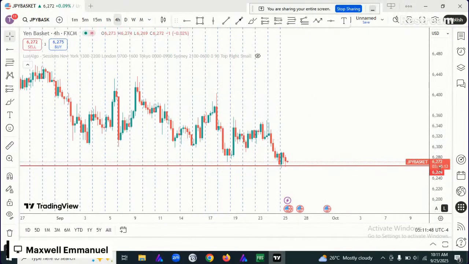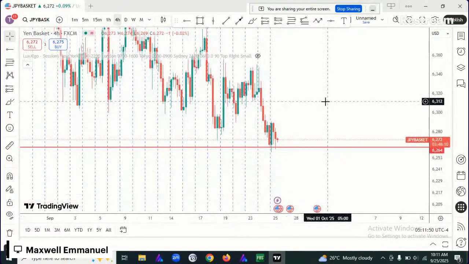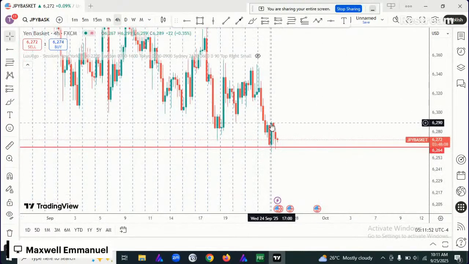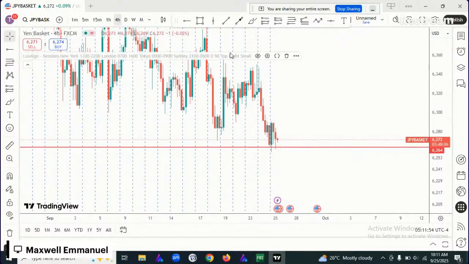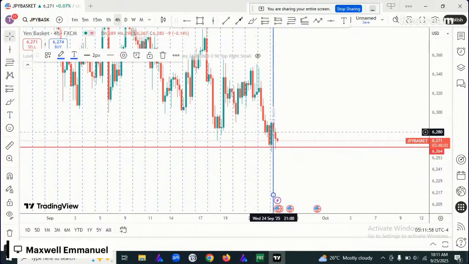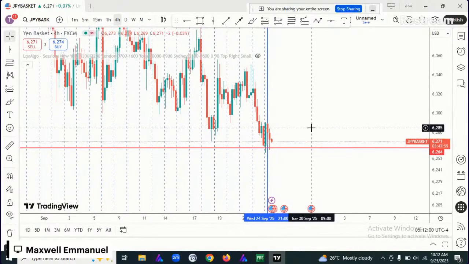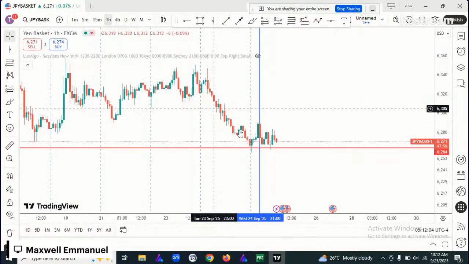Okay, so let's see the pattern on the 4-hour time frame. This is what we had yesterday. I think this was the last candle for yesterday's market. After the formation of this bullish candle, I think it created a fair value gap. Let's see if that is the reason for the retracement.